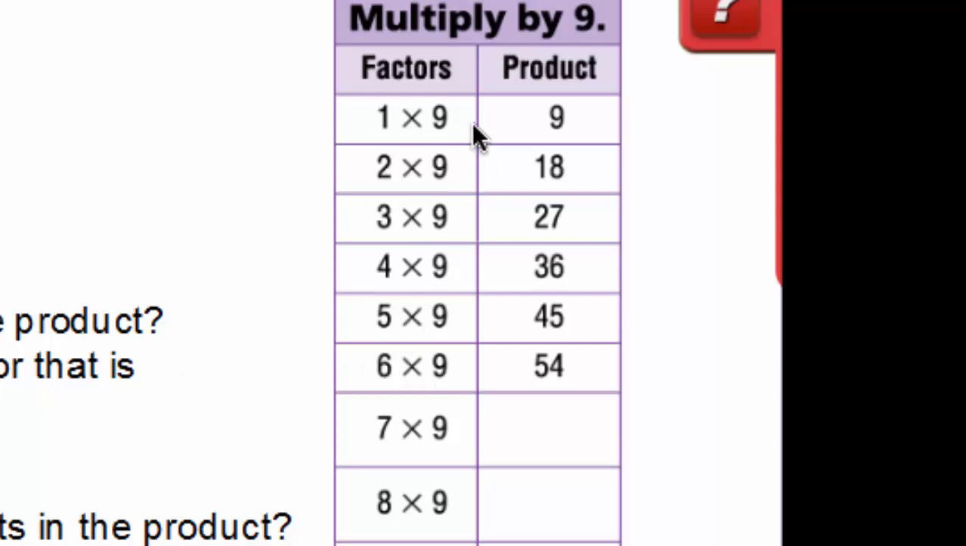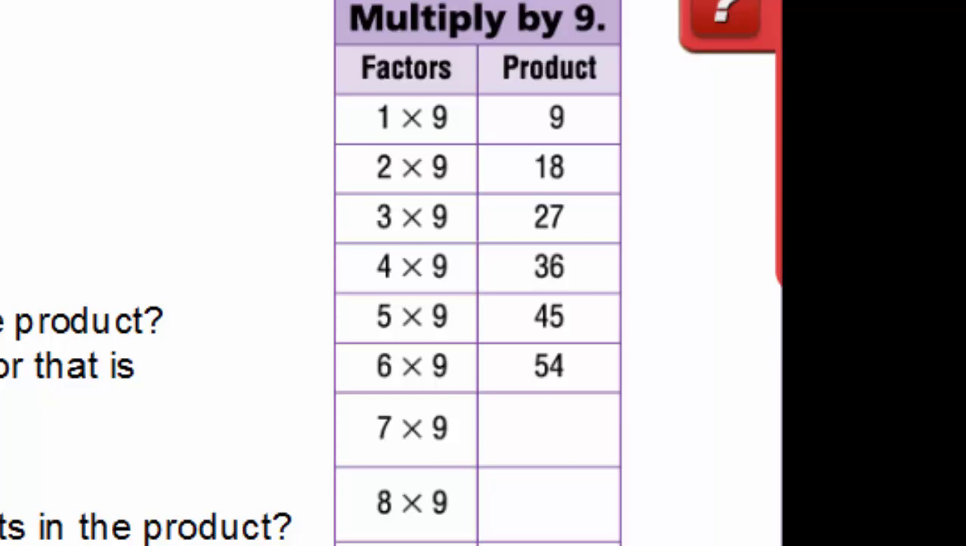So let's just look back at 1 through 6. What do you notice about the tens digit in each of these products? 2 times 9 is a 1 and an 8. 3 times 9 is a 2 and a 7. 4 times 9 is a 3 and a 6. 5 times 9 is a 4 and a 5. 6 times 9 is a 5 and a 4. So what do you notice about that tens digit?